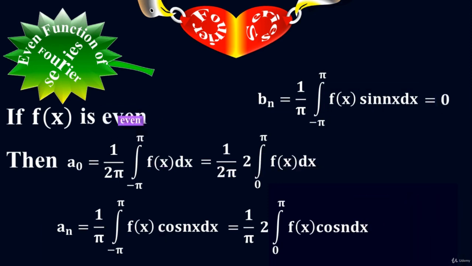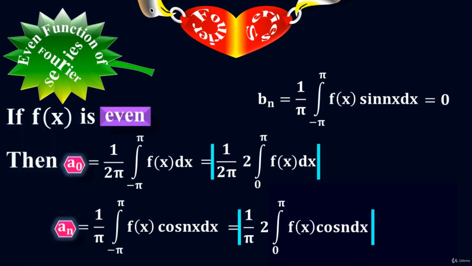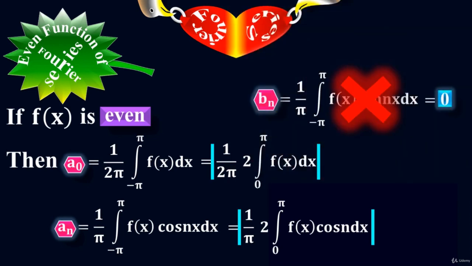If the function is even, you have the value for a sub naught and the value for a sub n. But the value for b sub n equals 0. So I don't need b sub n. For the even function of Fourier series, I have only a sub naught and a sub n. My b sub n is going to be 0. I don't have b sub n if the function is even in Fourier series.